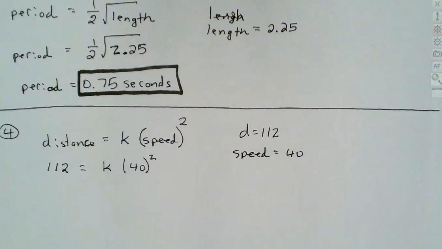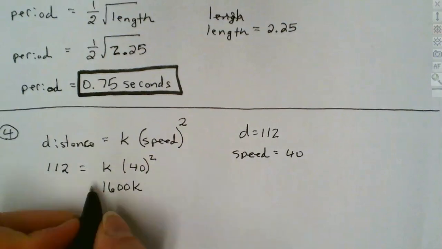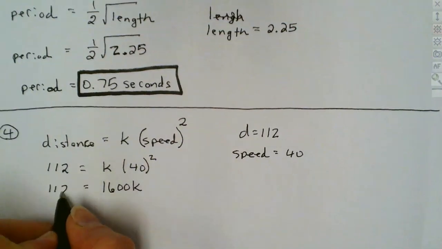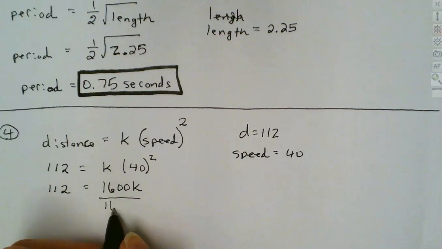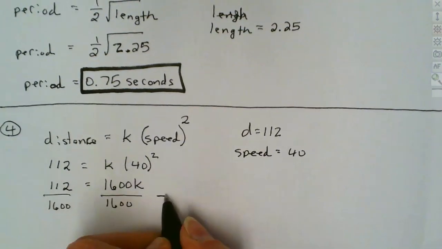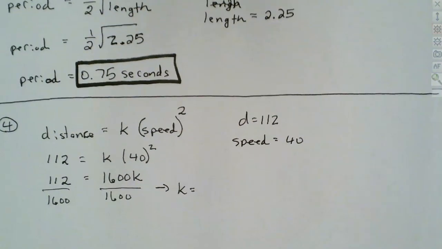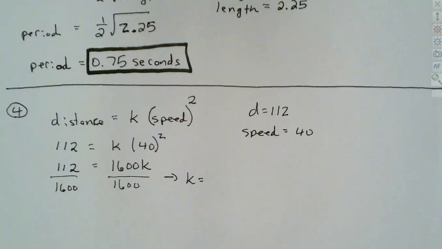And 40 squared should be, what, 1,600. So that's going to be 1,600k equals 112. We'll divide by our 1,600. And we'll go ahead and keep, okay, it says round, so we can go ahead and use decimals, because it says in the directions at the very beginning, round your answer to 2 decimal places.